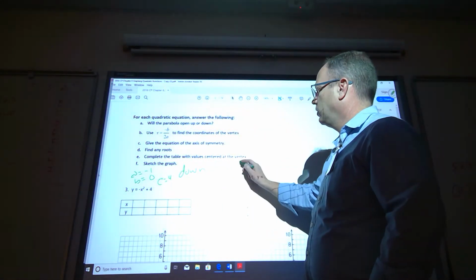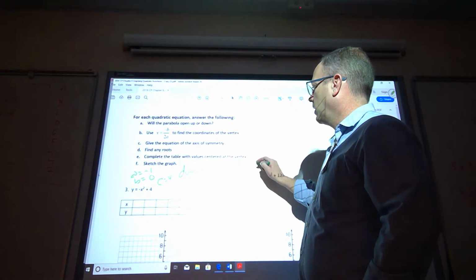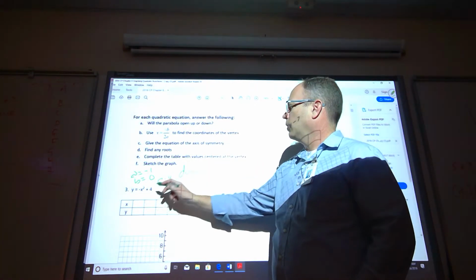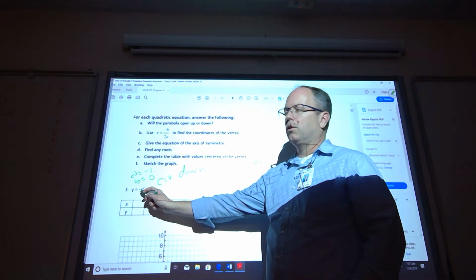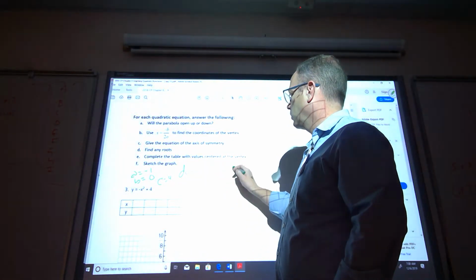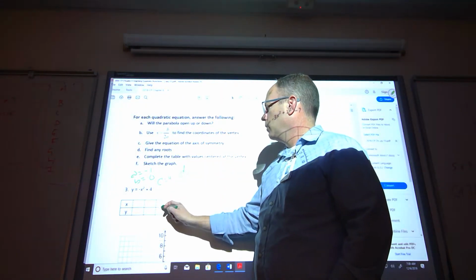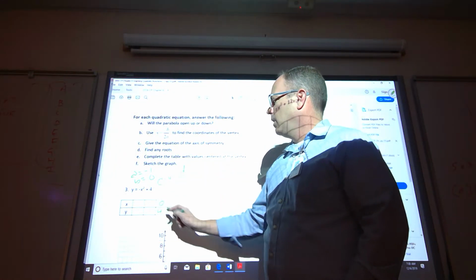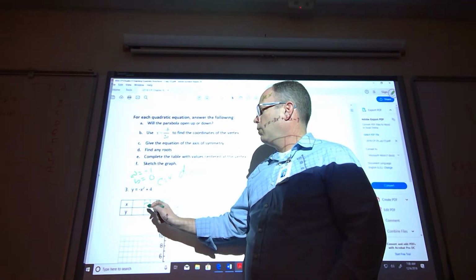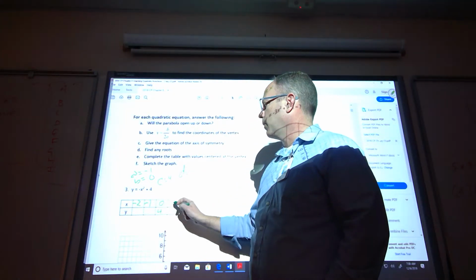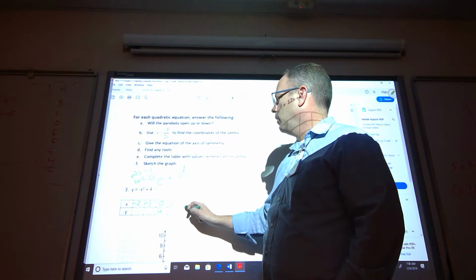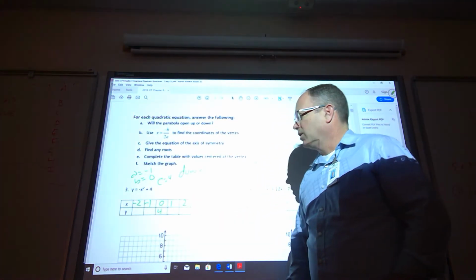I'm going to take 0 to find the rest of our vertex, and plug 0 into our original equation. So negative 0 squared is 0, 0 plus 4 is 4. So I have a vertex at (0, 4), and I'm going to plot that right in the middle of my graph. I'm going to go 1 to the left, which is -1, and 1 more is -2. Go to the right, +1, and we get to +2.